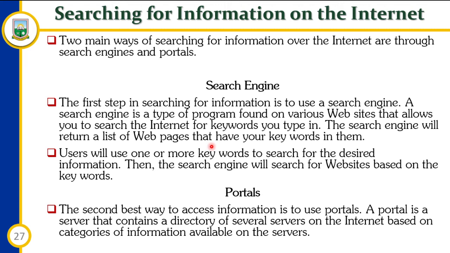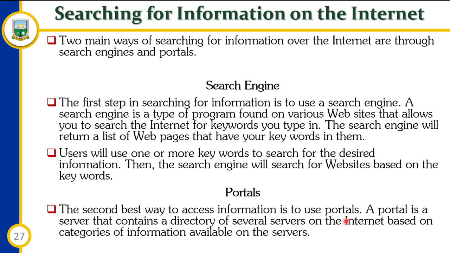You remember when I was looking for the network router, I went to the Google search engine. I typed in network hub, network router, network access point to get all the information. So the search engine will return a list of web pages or images that have your keywords in them. So that is the search engine. Of course, users will use one or more keywords to search for the desired information. Then the search engine will search for websites based on the keywords that the user enters into the search engine, like Google.